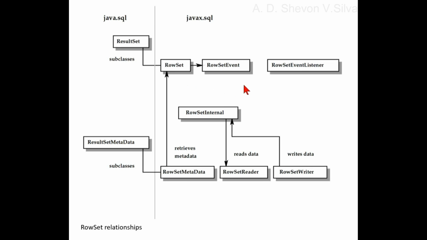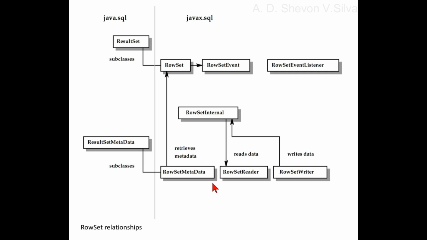Class RowSetEvent, an event object generated when an event occurs to a RowSet object. A RowSetEvent object is generated when a single row in a RowSet is changed, the whole RowSet is changed, or the RowSet cursor moves.